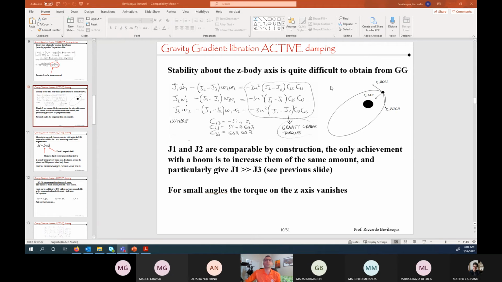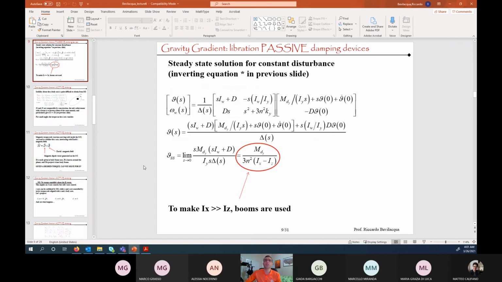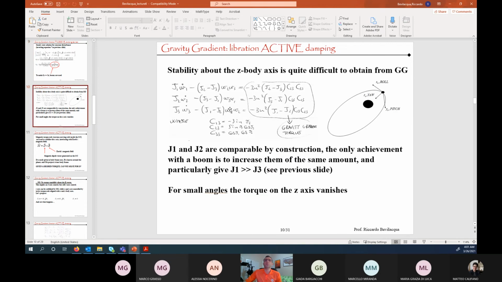So the last words on gravity gradient. We saw last time, yesterday, the damping with a wheel that has a dissipation capability, the steady state as a function of the disturbance torque and the difference in the moments of inertia. So last few comments, if you recall the expressions for C13 and C23, and when we simplify for small angles, we've seen that the torque about the z-axis, which is for us the yaw axis, it's going to 0 when you have small angles.